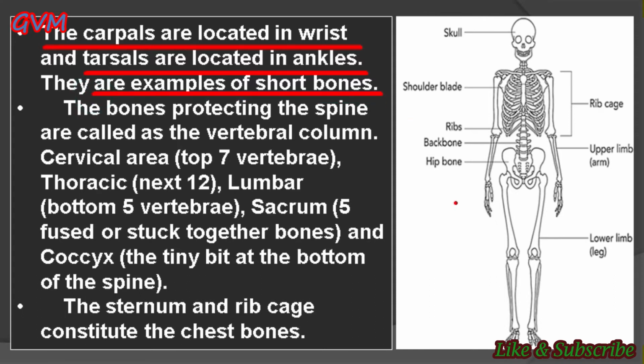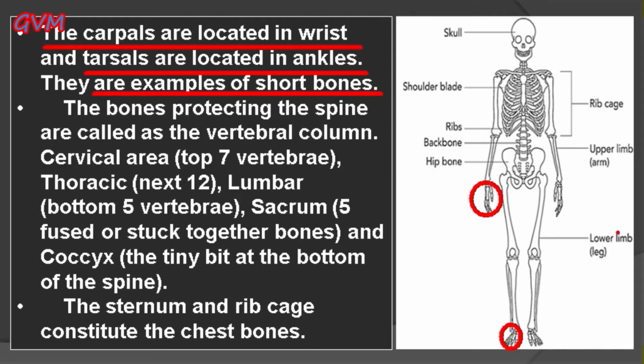Now students, do you know whom we call carpals and tarsals? Students, the bones that are present in the wrist of the human body are known as carpals. In the same way, the short bones present in the ankle of the human body are known as tarsals.